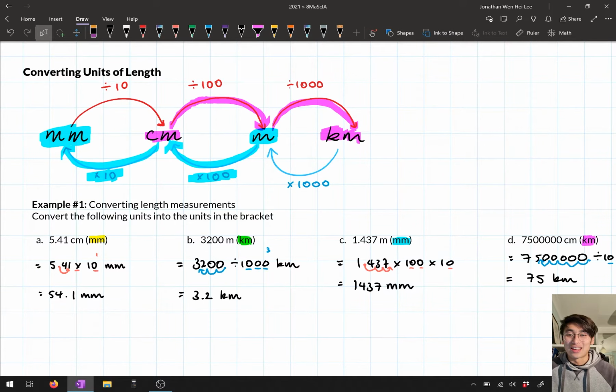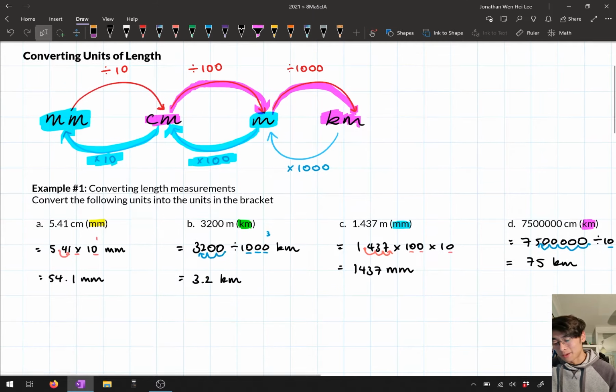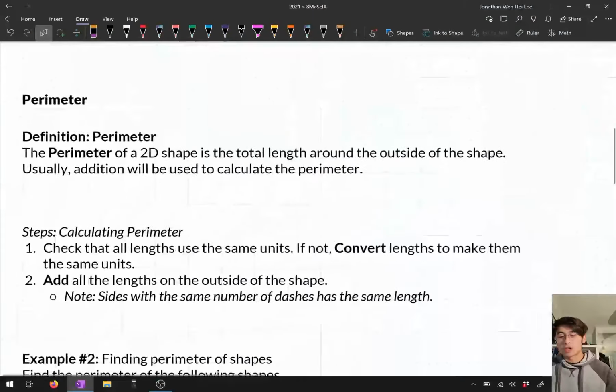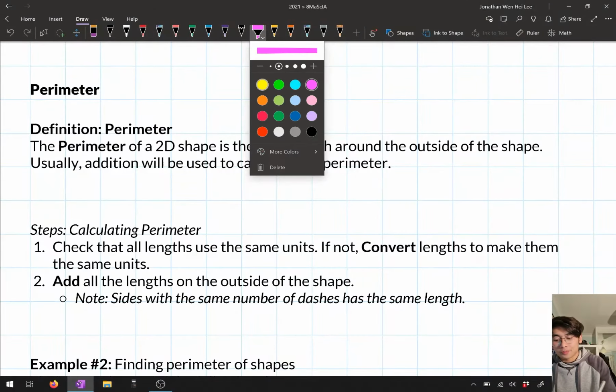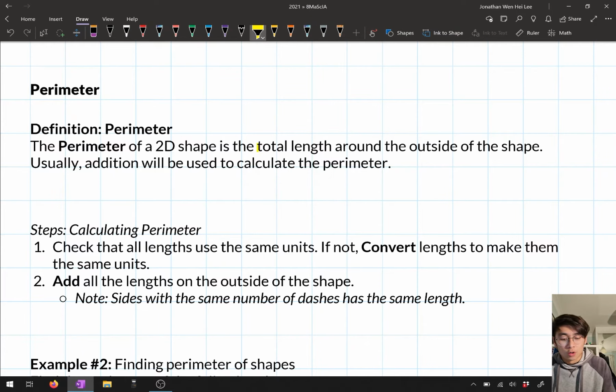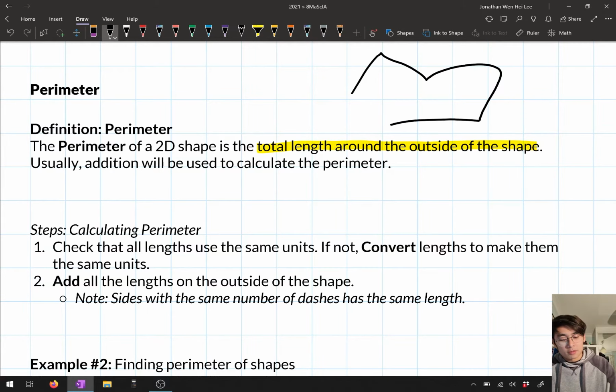Now, the other thing we want to have a look at in today's lesson is what perimeter is. Now, perimeter, a quick definition that I have here. Perimeter of a 2D shape is the total length around the outside of a shape. So when you have any 2D shape, it could be any shape, something like this, the perimeter is just the total length on the outside. So we want to find how long it is to get around the whole outside of this shape.